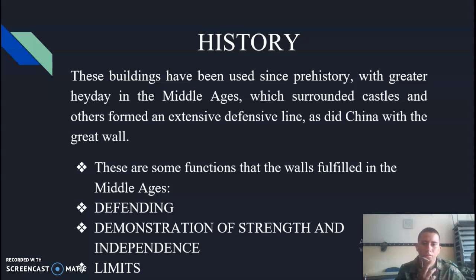These are some functions that the walls had in the Middle Ages: defending, demonstrating strength and independence, and marking limits.